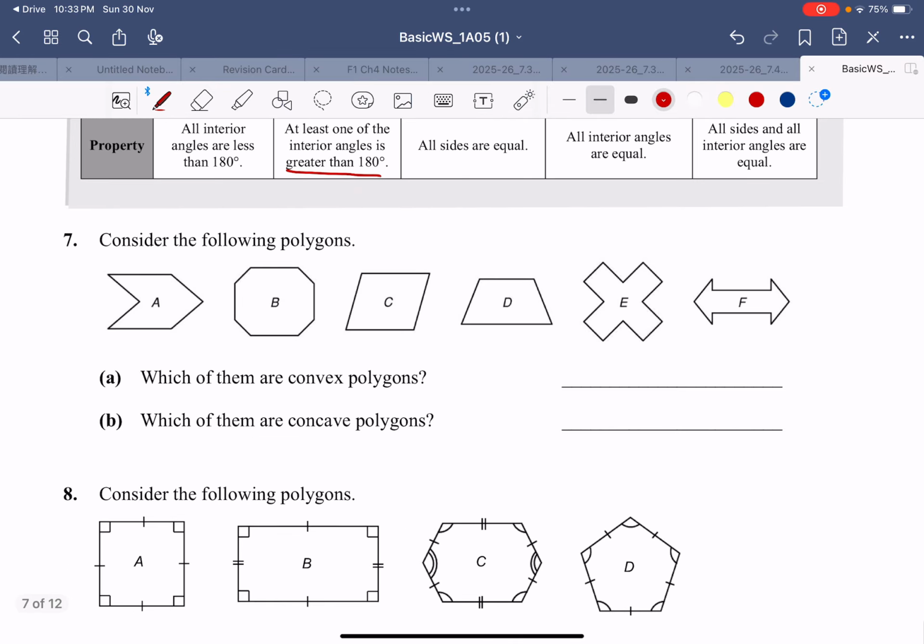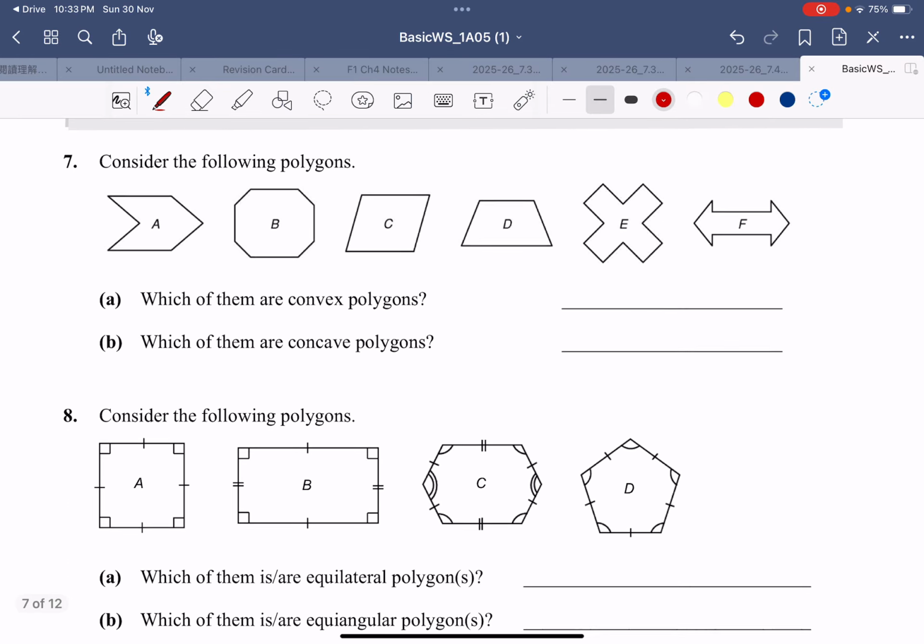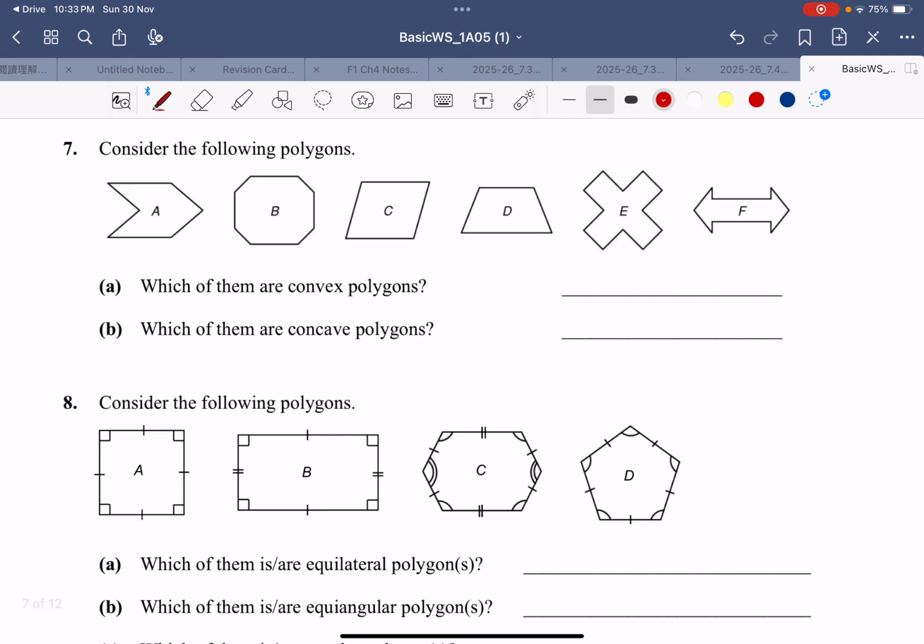So let's move on, try to figure out which of the following figures are convex polygons. Convex. Okay, first of all, with an angle like this is not a convex polygon. So A is a concave polygon. So check B, this one, this one, this one. All angles here are less than 180. So B is a convex polygon. And also C is also less than 180 degrees. C is a convex polygon.